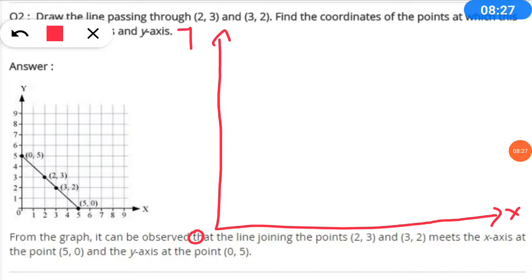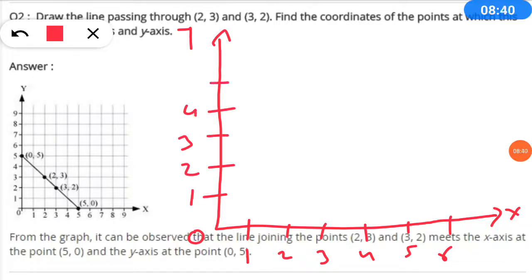Here it will be origin 1 0 1, here 2 3 4 5 6. Here it will be 1 2 3 4 5 6. Okay, you can proceed moreover. Now as we know that at the point 5 0, x is 5 and y is 0. So 5 0 will be here, isn't it?